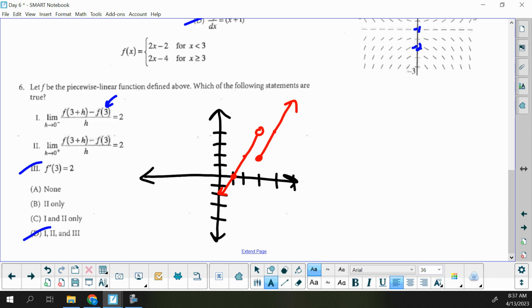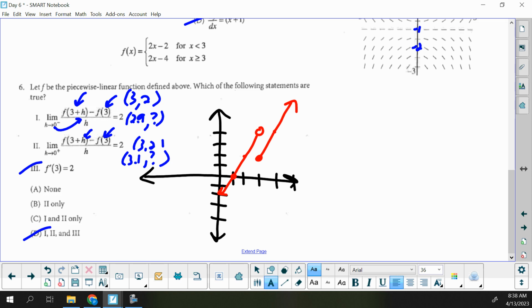If you do slopes using one of the points as 3, so 3 comma, whatever we have, 3 comma 2 I think it is, and the other point, we want h to be a little bit negative. So think of it as like 2.9 comma question mark. And when we make those 2.9s be closer and closer, like 2.99, 2.9999, and so on. The other one, we're using 3 comma 2 for the one point, and then the other one, h is a little bit bigger than 0. So we're using like 3.1, 3.01, and so on.